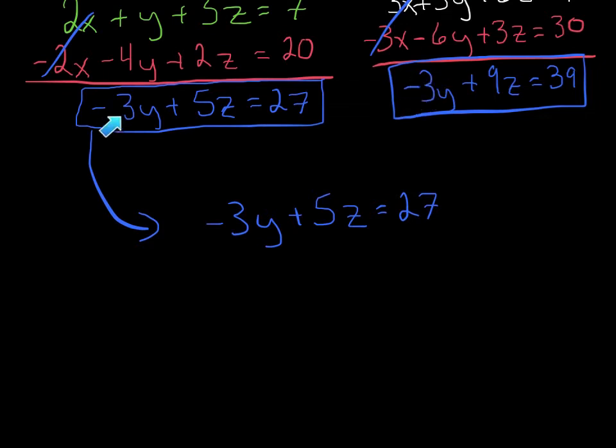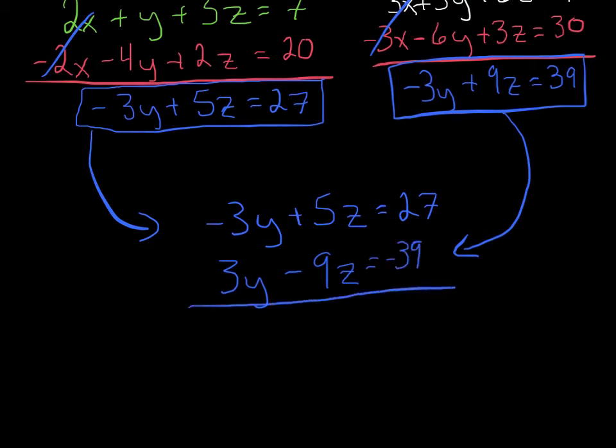So all I need to do, if I keep this the same, this is negative 3y, I want the coefficient of this y to be positive 3y. So what I'm going to do is multiply that whole equation by the scalar of negative 1, and all that does is change the sign. So I have 3y minus 9z is equal to negative 39.